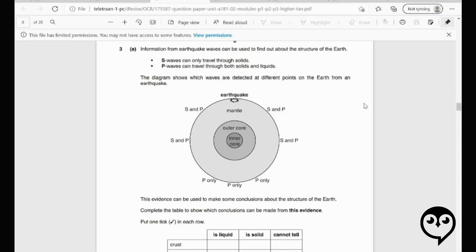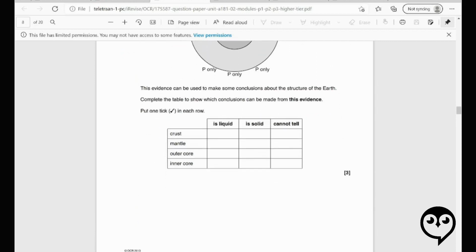All right, and here I've got a question from OCR. It's the 21st Century Science, modules 1, 2, and 3. It's the A181/02, from May 2013. So just a very basic question here. I can't write on the OCR scripts either. This is annoying, that you have to fill in this.